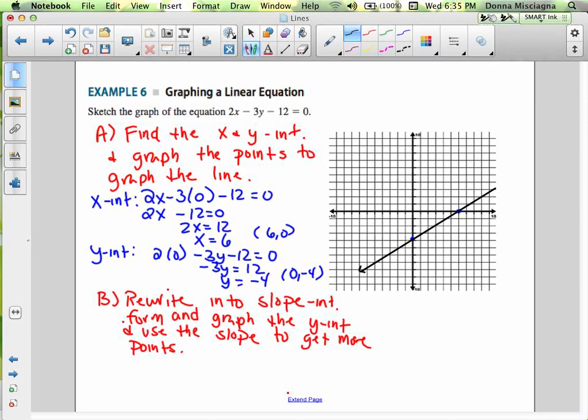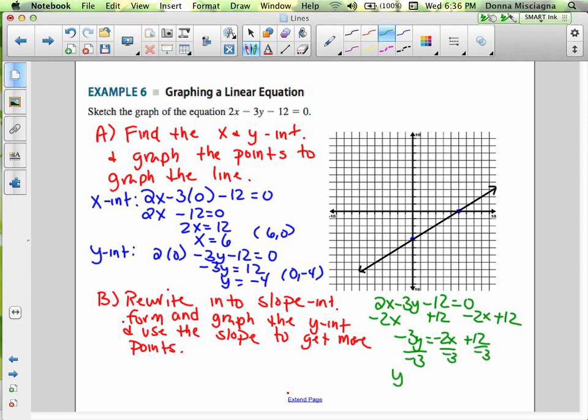All right, let's use method 2 as well, so we can just compare. We'll rewrite it in slope-intercept form. So we've got 2x minus 3y minus 12 equals 0. Let's subtract the 2x and add the 12 to both sides. So that's going to be negative 3y equals negative 2x plus 12, and divide by negative 3. So that would be y equals 2/3 x minus 4.